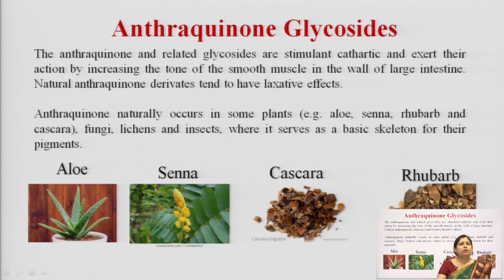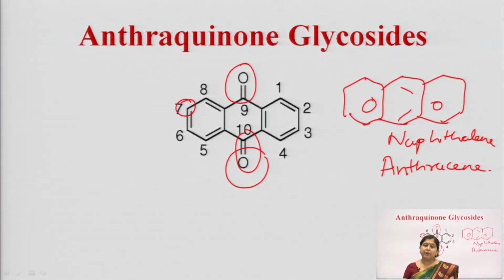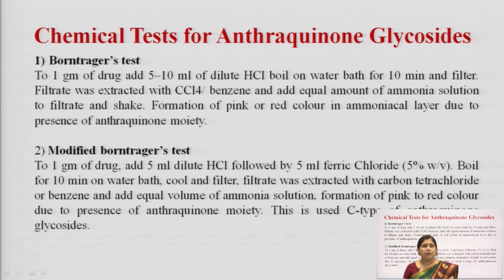These anthraquinone glycosides generally have a cathartic action. They relieve constipation, they increase the tone of the smooth muscles in the large intestine, because of which the laxative effect is seen. Generally we have examples like aloe, senna, cascara and rhubarb, which are used as the anthraquinone glycosides, and the basic skeleton in them is this anthracene ring with two keto moieties at the 9th and the 10th position.